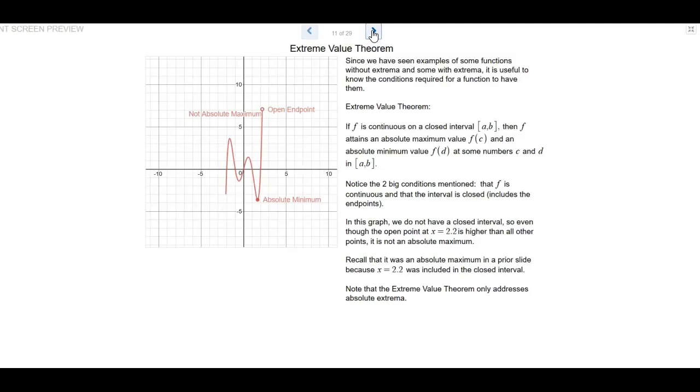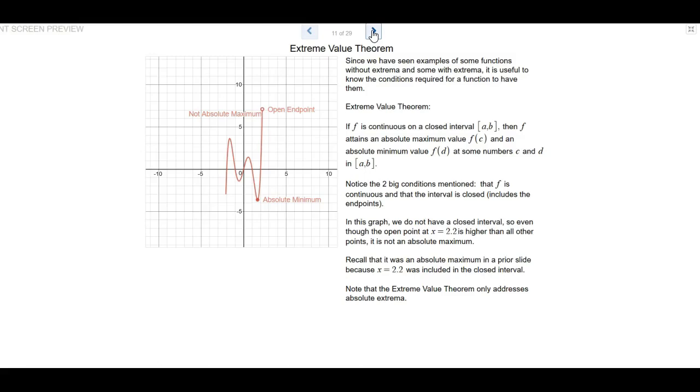We're going to talk about the extreme value theorem, and this is going to be one of the first few theorems in this chapter that's named. So you don't have to necessarily recite it, but you need to know what it means and how to use it. The extreme value theorem tells us that if a function's continuous on a closed interval, then it's guaranteed to have an absolute maximum value and an absolute minimum value in that interval.